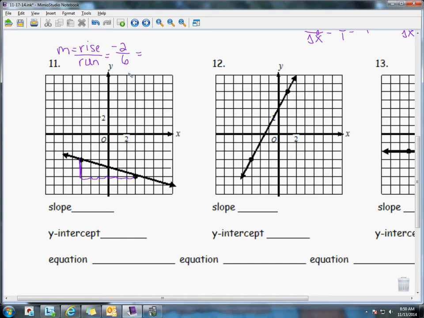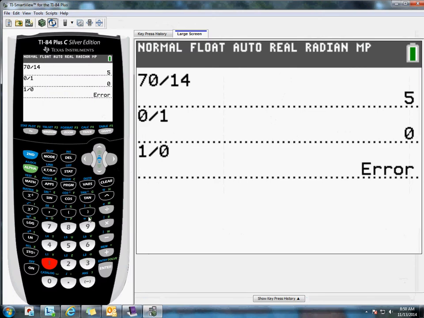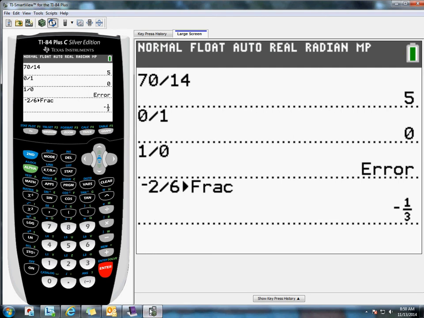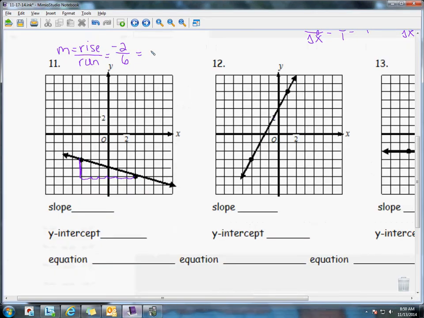Okay, if you're not sure how that reduces, you can type it in the calculator. You can type in negative 2 divided by 6. And anytime you want to reduce a fraction, hit the math key right underneath alpha. So math, enter, enter, comes out to negative 1/3. So this reduces to negative 1/3.